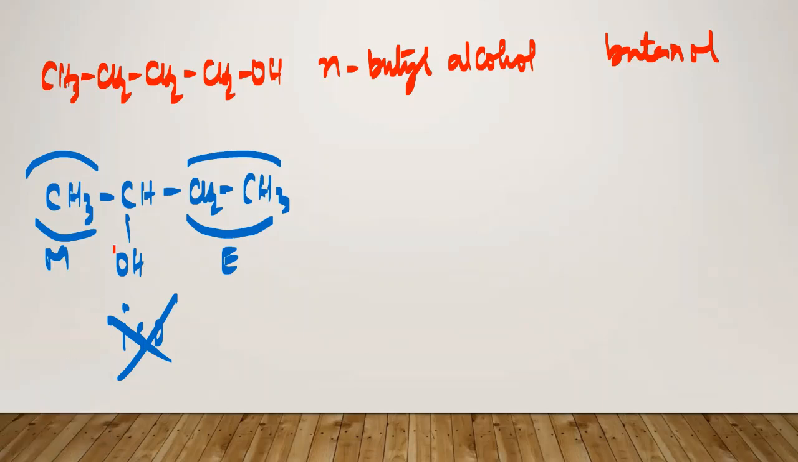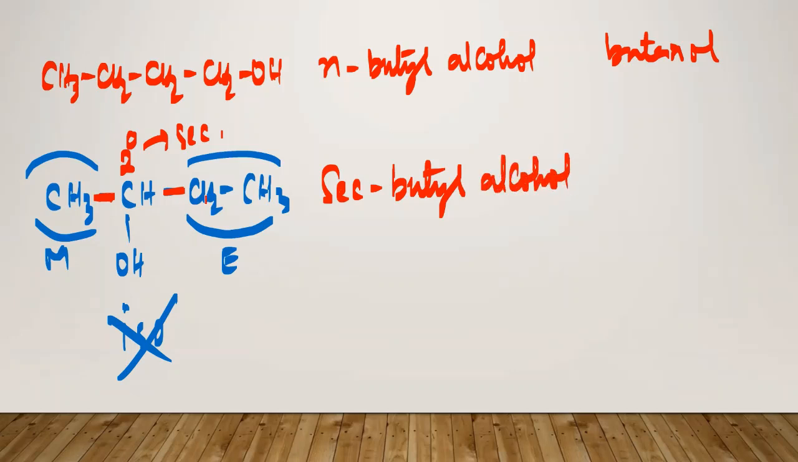First of all, we should understand which carbon this is. This carbon is attached to 1 carbon on the right side and 1 carbon on the left side directly. So it's a 2-degree carbon. When it's a 2-degree carbon, it's a secondary carbon. So I will call it SEC. SEC means secondary. Secondary means 2 degree. So the total number of carbons here is 4. So I can call it secondary butyl alcohol.